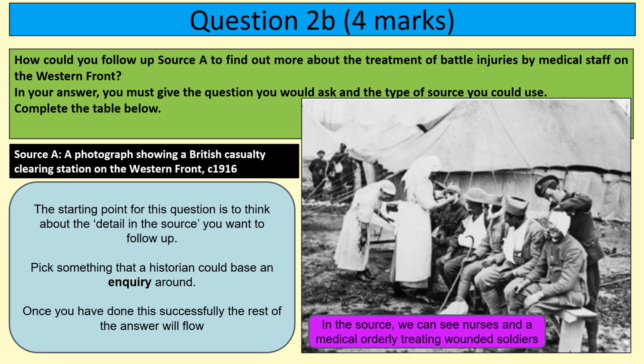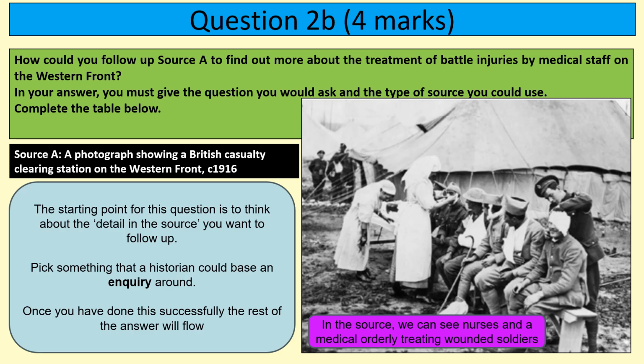Okay, so question 2b is worth 4 marks, and the question is, how could you follow up source A to find out more about the treatment of battle injuries by medical staff on the Western Front? In your answer, you must give the question you would ask and the type of source you could use. Complete the table below. So this is the source that we've already seen. So you've already analysed this source. It's the photograph showing a British casualty clearing station on the Western Front.